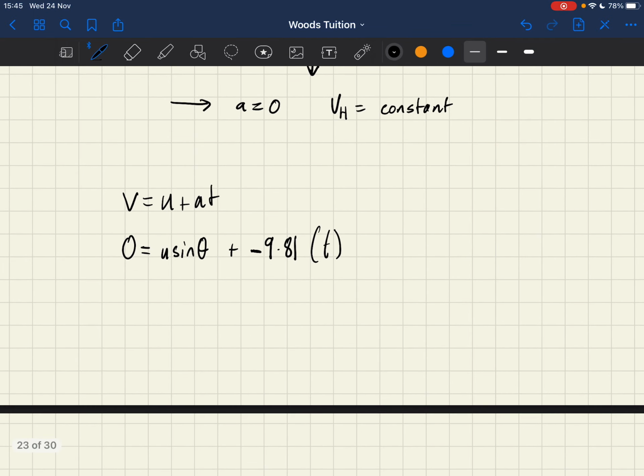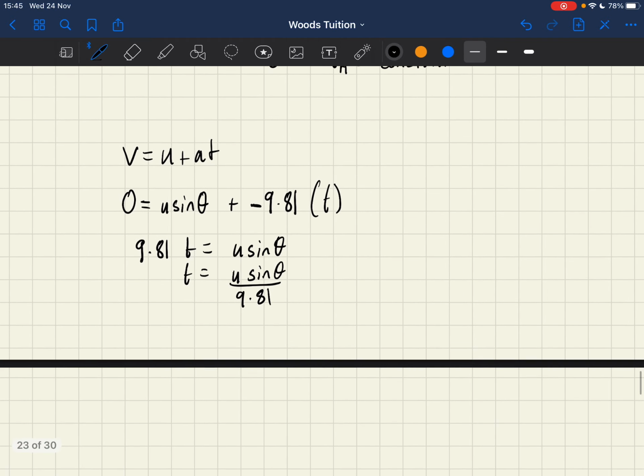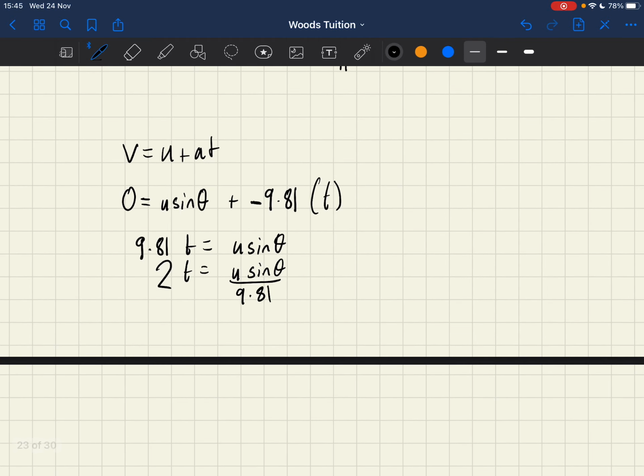Because of this, we can resolve it and say that 9.81 t is equal to u sine theta. Therefore, t is equal to u sine theta over 9.81. That gives us the time halfway through the motion. If we know the time halfway through the motion, then that plus that will give us the entire time. So the whole time will just be double the time halfway through the motion, so 2t is equal to 2 times this.